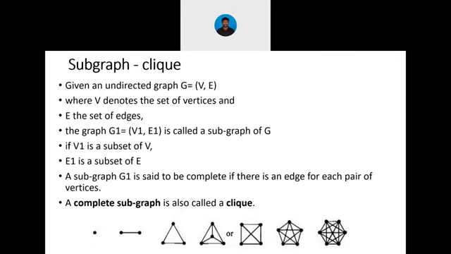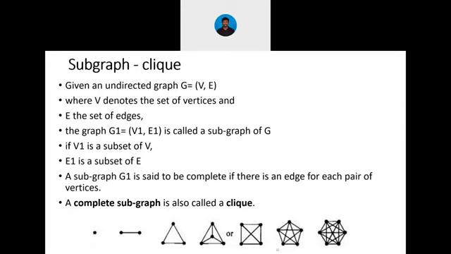So this is how we define a clique. From the graph, I derive a subgraph. From the subgraph, what is meant by complete? From the complete graph, I define what is meant by clique. So subgraph G1 is said to be complete if there is an edge for each pair of the vertices. The complete subgraph is also called a clique.